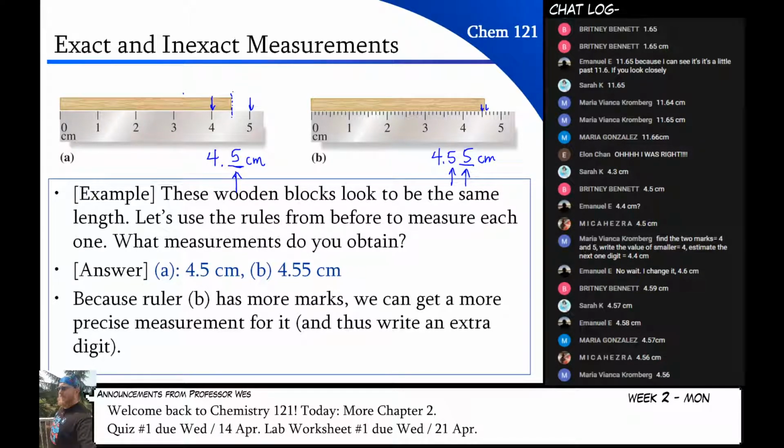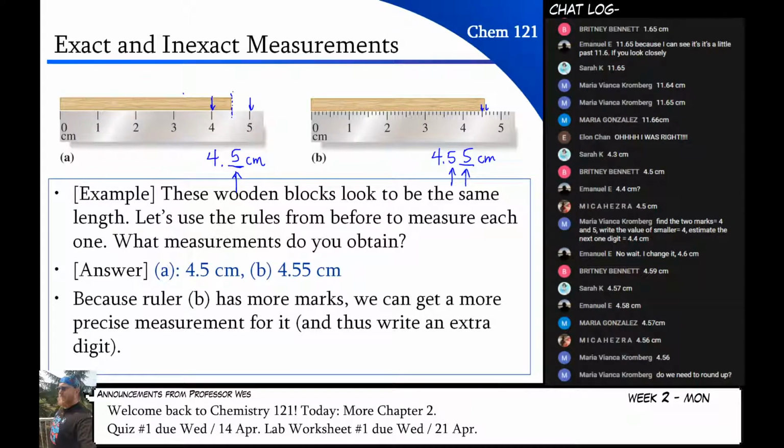So you can be very precise if you have a tool that has enough marks for you to get those numbers. However, our eyes are only so good. So using tools like rulers or balances or graduated cylinders or other glassware that has lines on it that you fill to a volume, those are all examples of things that will follow this strategy. Should you round up? You should not need to round at all because you are just estimating the next number.